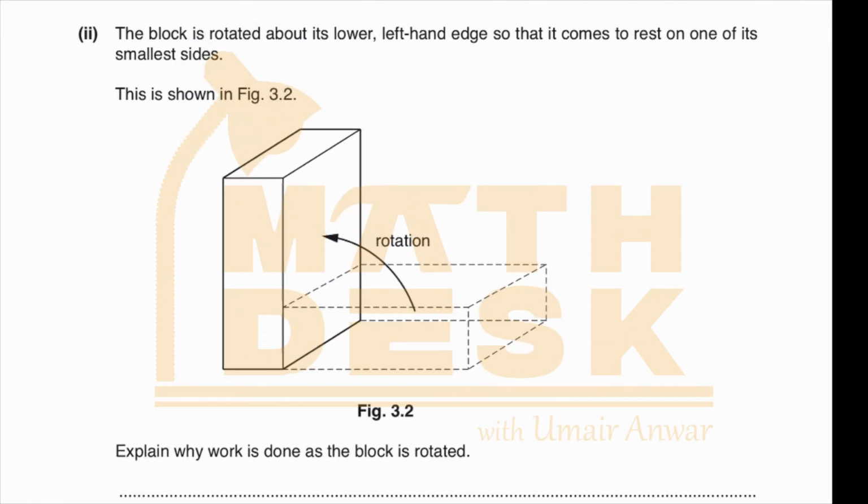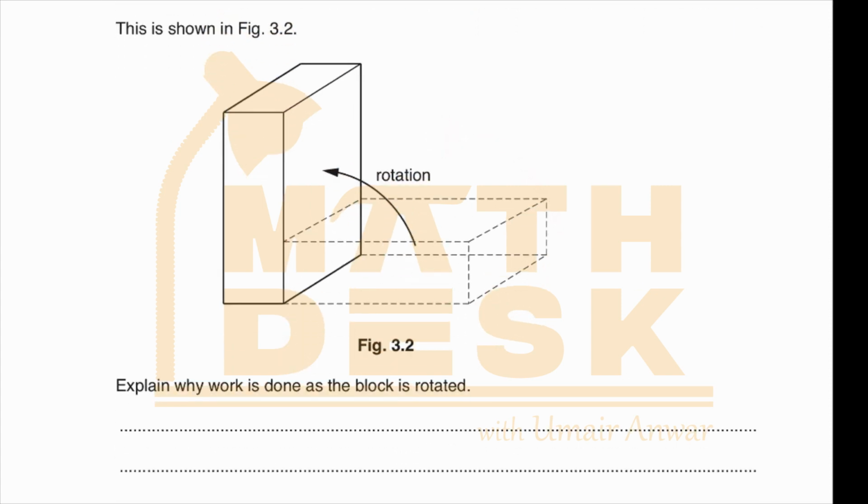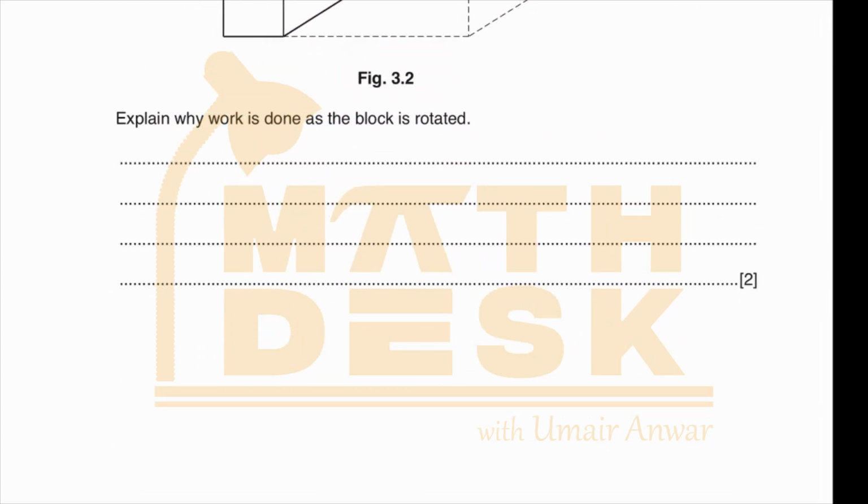The next part says the block is rotated about its lower left hand edge. So this is the way the block is being rotated, so that it comes to rest on one of its smallest sides. This is shown in figure 3.2. Explain why work is done as the block is rotated.